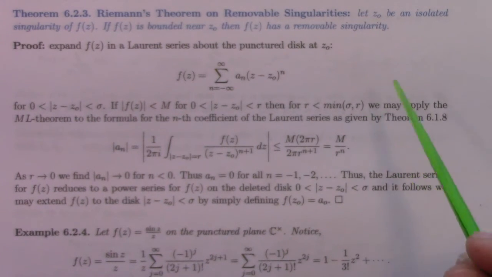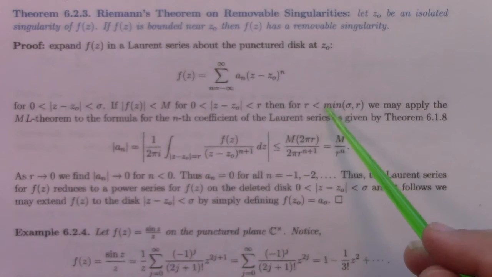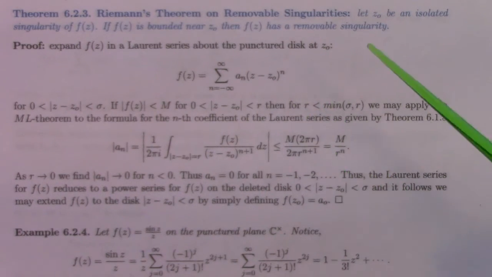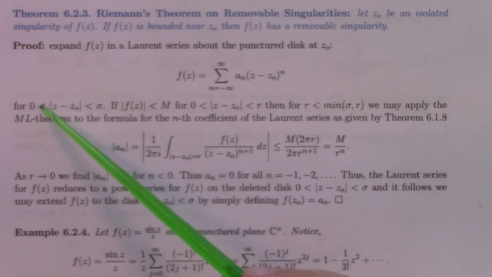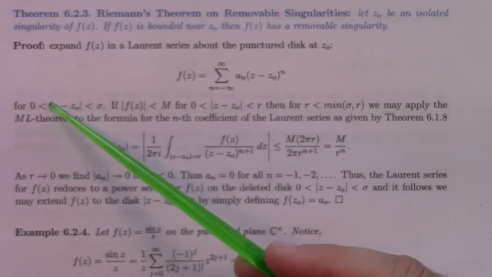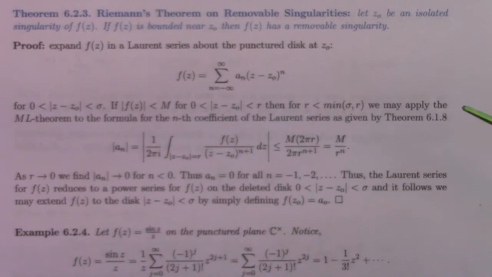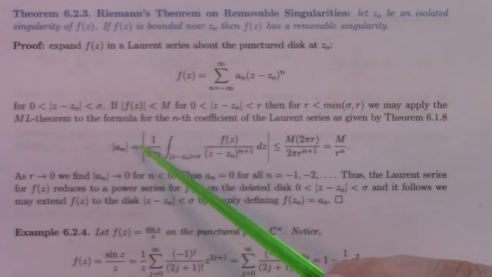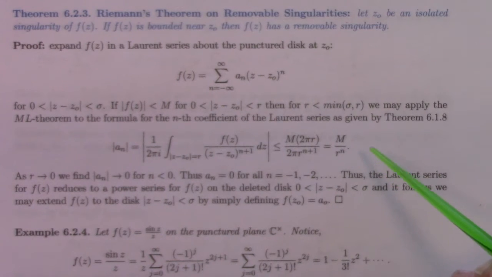And since r is arbitrary, we can make r as small as we like, as close to 0 as we want. We can consider this limit as r goes to 0. It then follows that all of the negative coefficients are 0. And so we're just left with the rest of it, which is a Taylor series, a polynomial without end, if you like, centered at z naught.